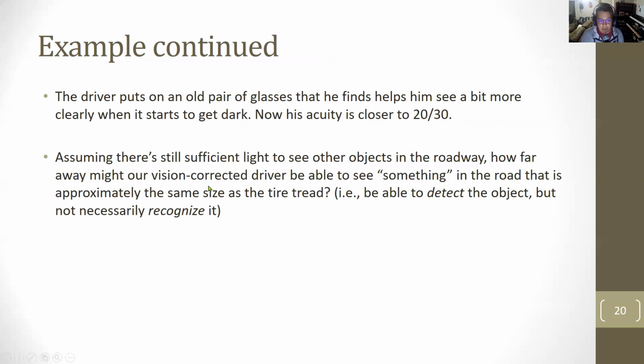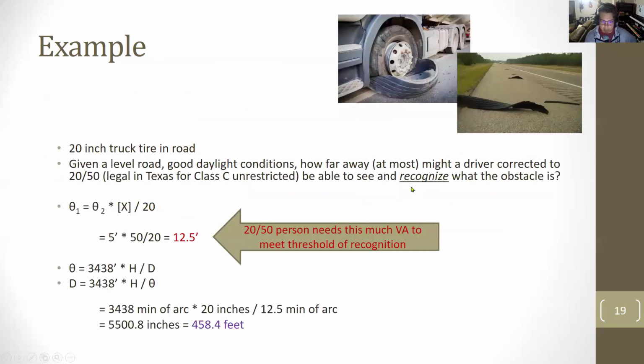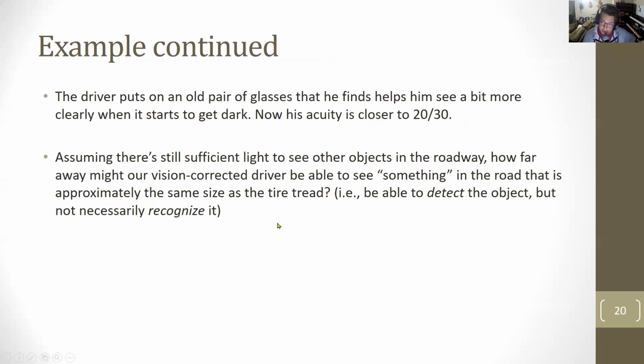So now how far away is it? And this time I'm not asking, can they recognize it's a truck tire? I just want to know, do they see that there's something there at all? Okay, so if for whatever reason they needed to know, is it a completely clear roadway or is there anything there I have to think about? What's that distance? So I need to be able to detect the object, but not necessarily recognize it. So now we have a different threshold we're talking about, the threshold of detection. This is the one where the stroke width needs to be at least 1 minute of arc. There needs to be at least 1 minute of arc as a gap. Otherwise, it just blends together.